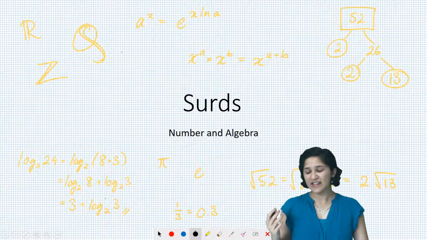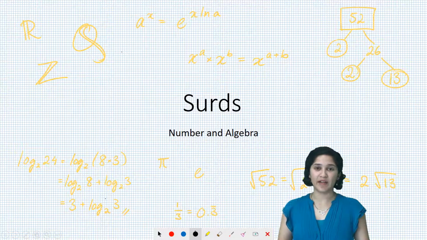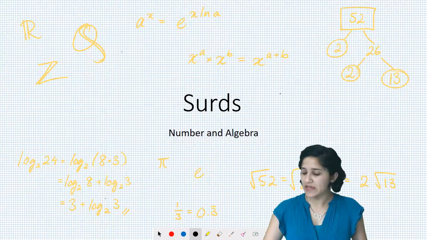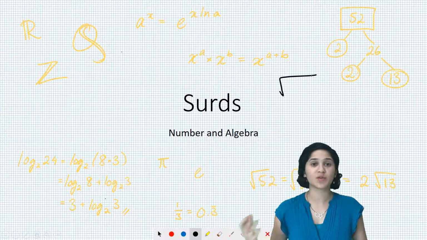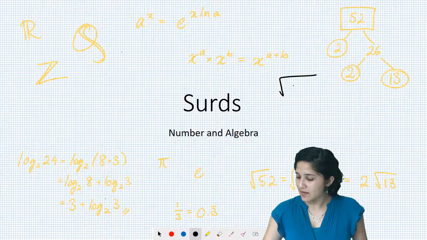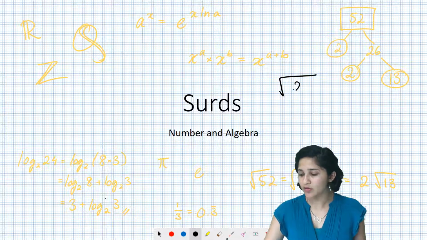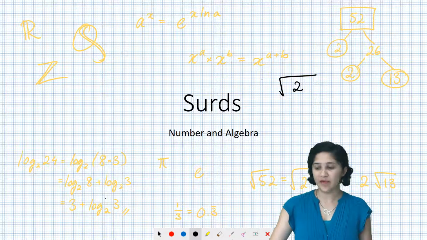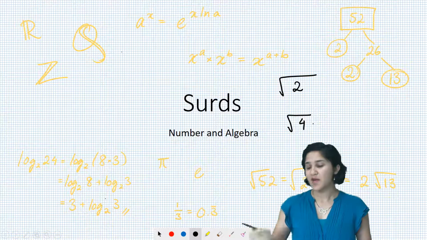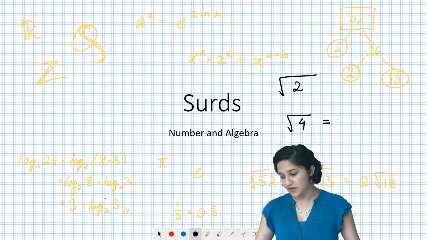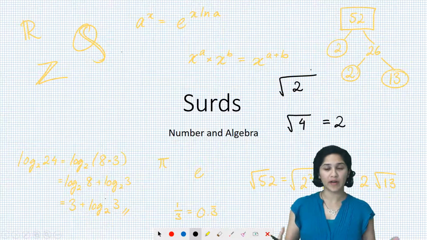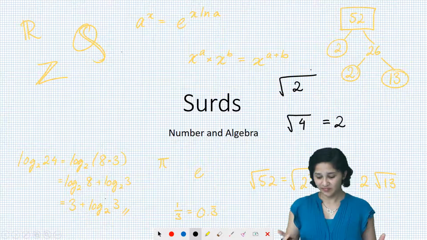So surds are a type of number that are irrational, and specifically they're the irrational numbers that come out of doing square roots, or cube roots. Anything like square root 2 that can't be simplified further. So for example, square root 4 is not a surd because it's the same as 2. But anything that's a square root of a non-perfect square is a surd.